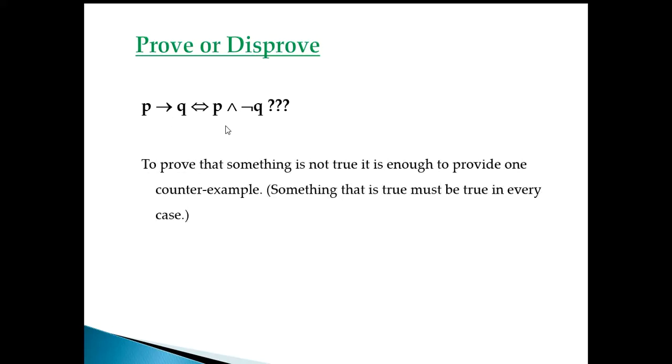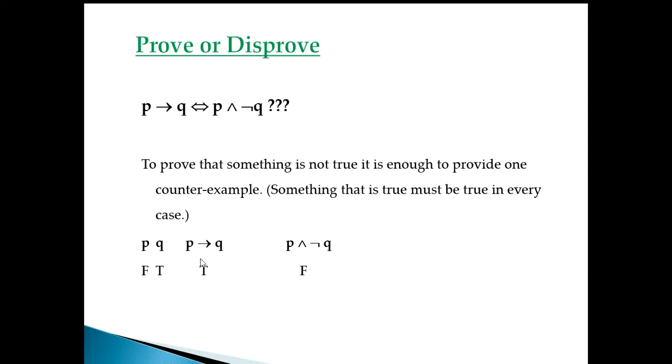To prove this, first you have to remember the equivalence condition. If it is not true, you need to show one counterexample. Otherwise, if it is true, then it is always true. But if it is not true, you have to write one counterexample. Like here we can show this. We have two propositions, P and Q. Let us take P and Q as false, true.